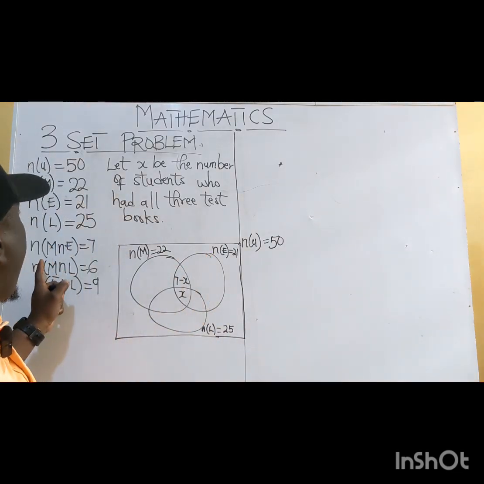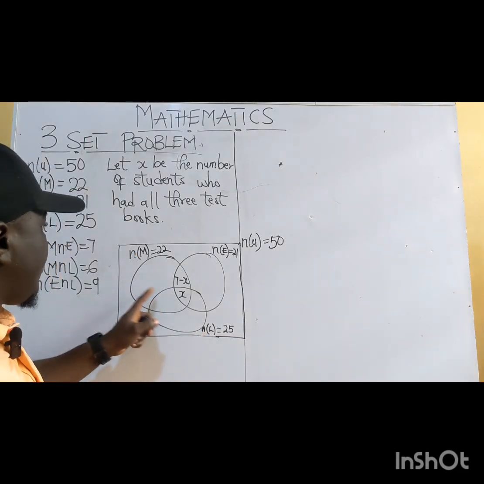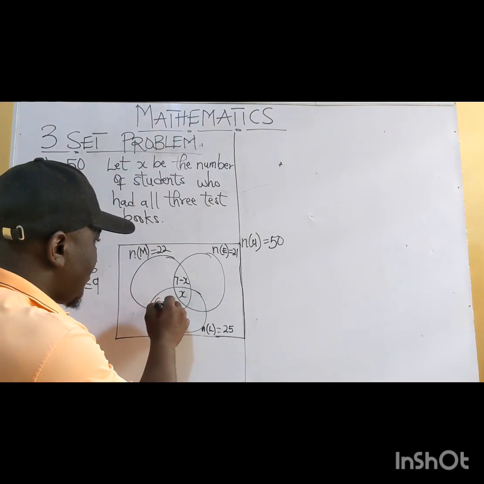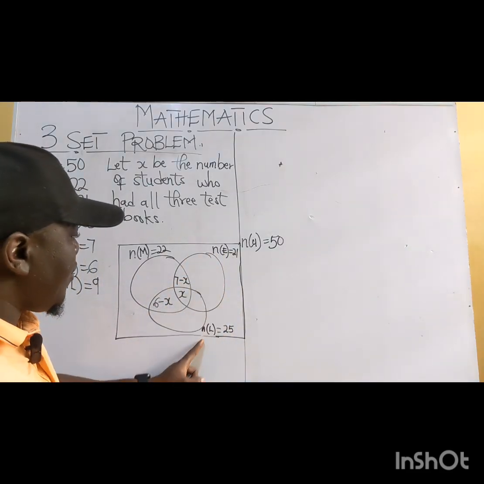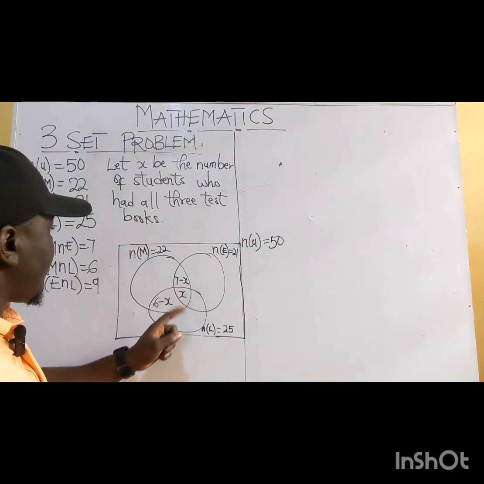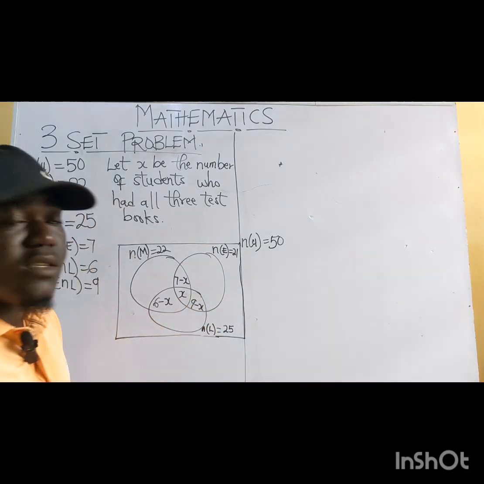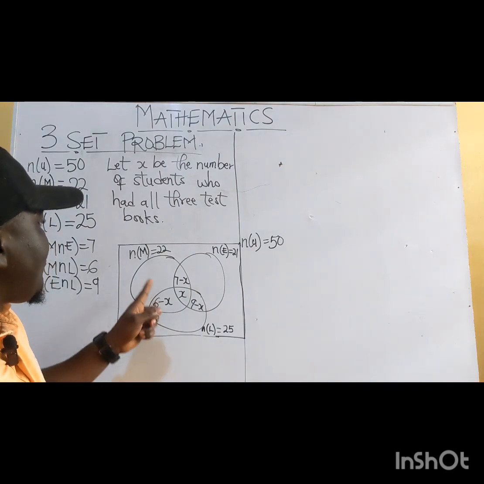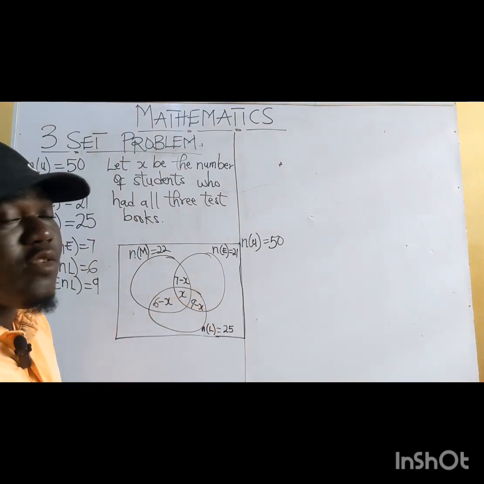Alright, so the number of M intersection L is 6. A portion of it is X, so you are going to have 6 minus X. And then E intersection L is also 9, and a portion of it is X, so you are going to have 9 minus X. I believe you are with me. Okay, so we are left with M only, E only, and L only.